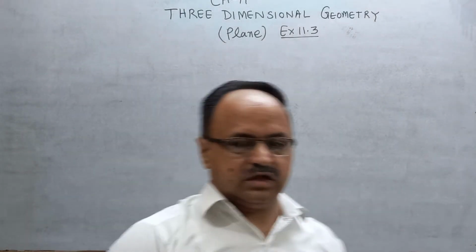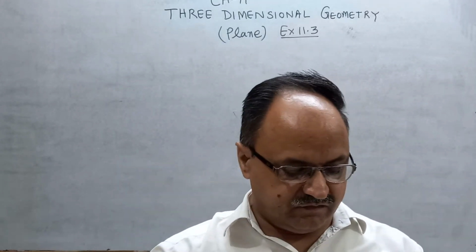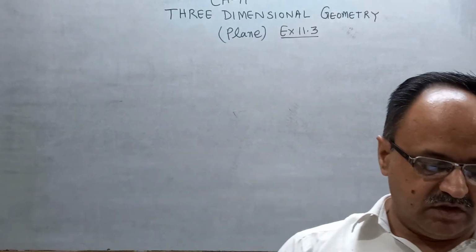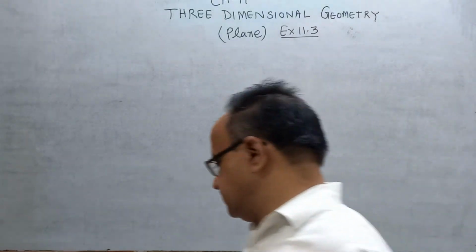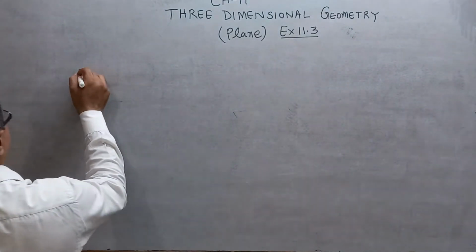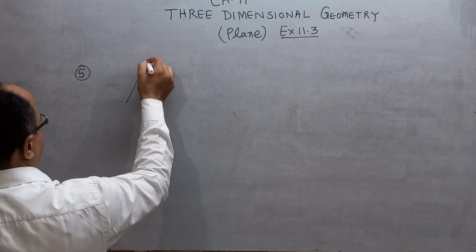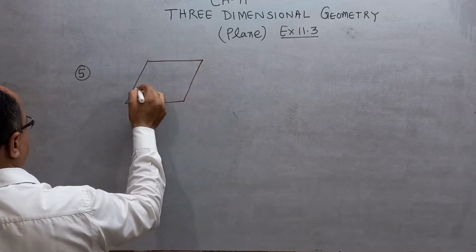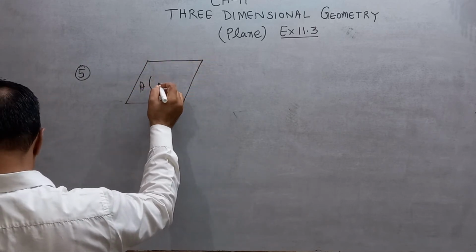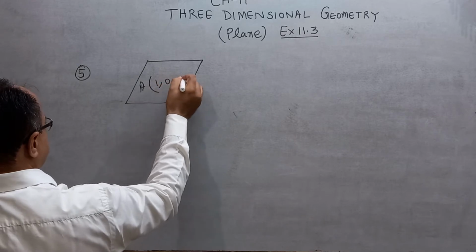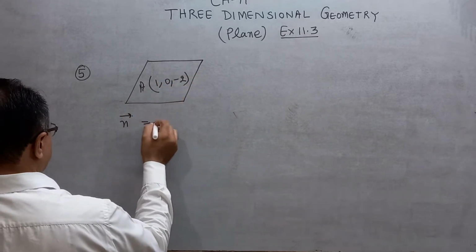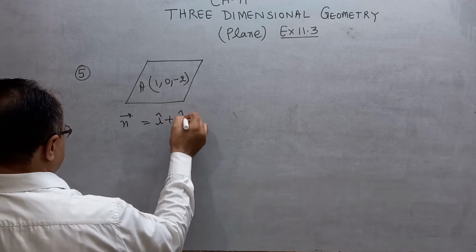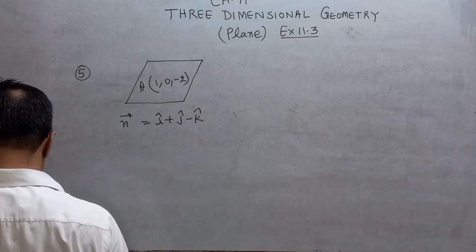Question number 4 is done. Now we solve question number 5. Find the vector and the Cartesian equation of a plane passing through the point (1, 0, -2), and the normal vector is given, that is i cap plus j cap minus k cap.